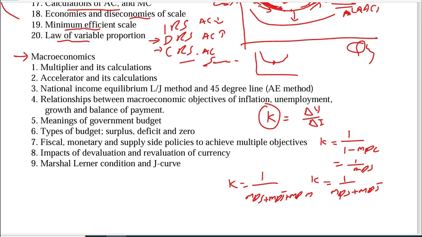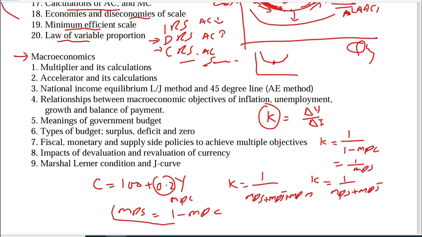And sometimes the examiner also gives an equation like this. Consumption is equal to, let's say, 100 plus 0.2y. Keep in mind this 0.2, the coefficient of y, is the marginal propensity to consume. And to find the marginal propensity to save, 1 minus MPC gives us the marginal propensity to save.